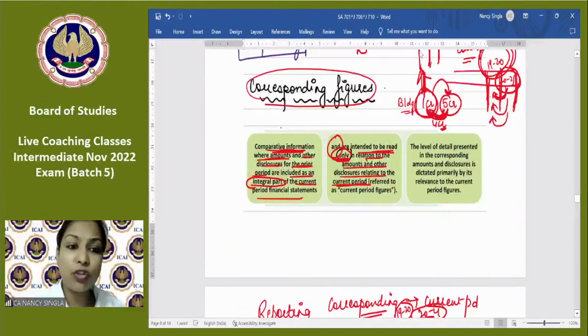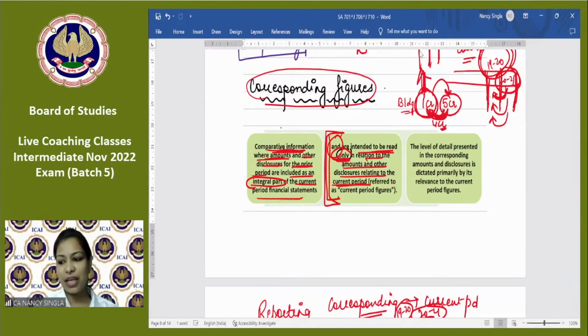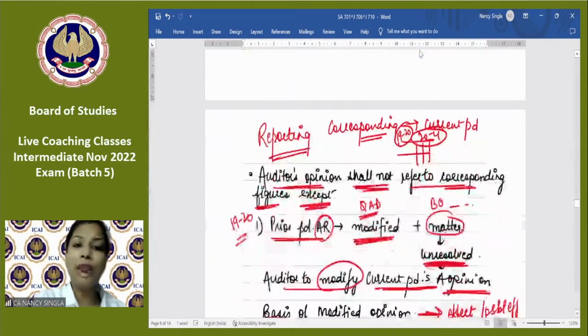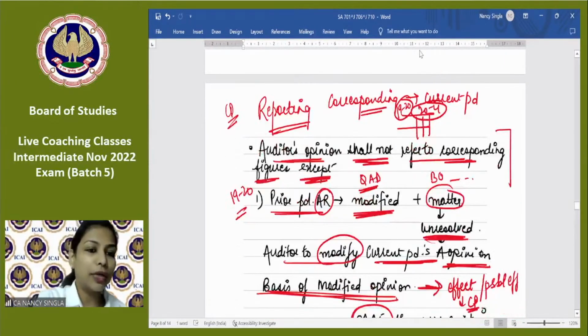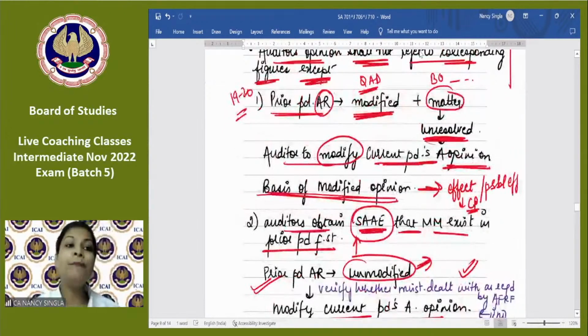तो हमने क्या बोला, जहां कॉरेस्पॉन्डिंग फिगर्स हैं, वो कॉरेस्पॉन्डिंग फिगर्स हमें क्यों दिया होता है, as per the applicable FRF, to be read only in relation to current period. इसका इतना ही सिग्निफिकेंस होता है, ठीक है. तो थंब रूल इज व्हाट, ऑडिटर विल रिपोर्ट ऑन द करंट पीरियड फाइनेंशियल स्टेटमेंट, एक्सेप्ट अगर ऐसी कोई सिचुएशन आ जाती है, तो ऑडिटर आंख बंद थोड़ी ना कर लेगा कि मेरे को नहीं पता, मैं नहीं रिपोर्ट कर रहा, तो ऑडिटर को करना पड़ेगा.